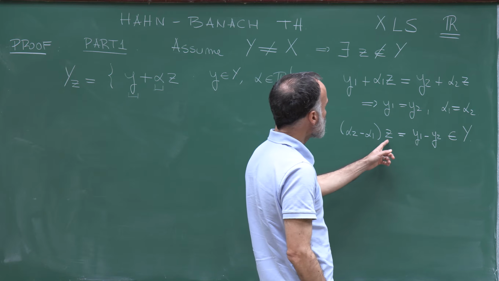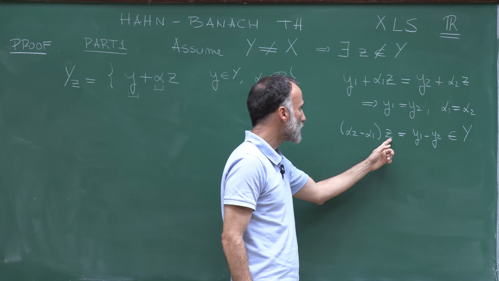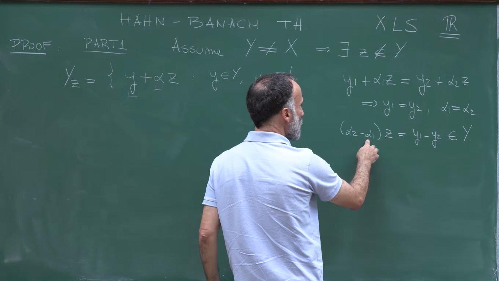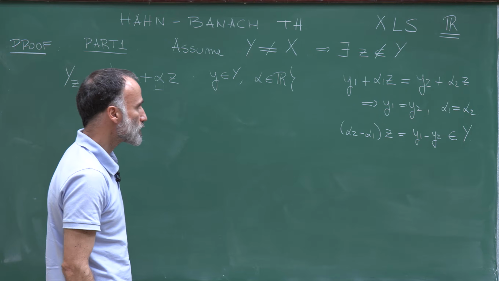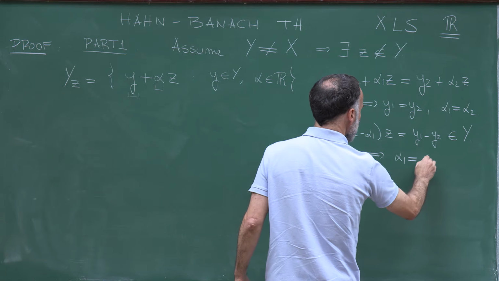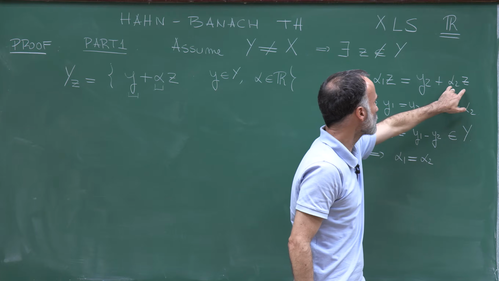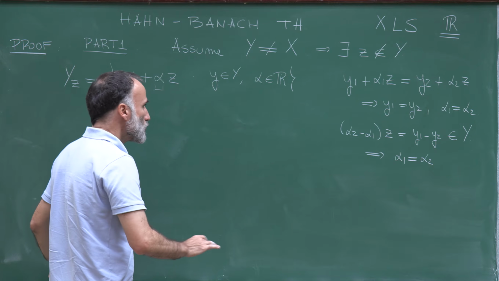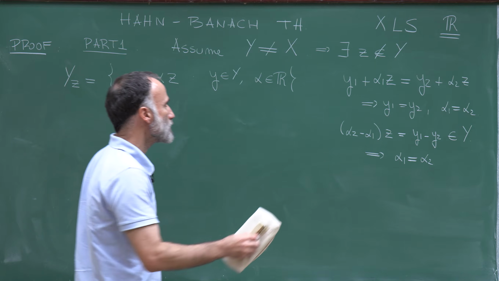And since z doesn't belong to Y, by assumption, the only way in which I can make this expression belong to Y is to make alpha 2 equal to alpha 1, so that this is 0, and 0 indeed belongs to Y, because Y is a linear subspace. So this implies that alpha 1 is equal to alpha 2, and if alpha 1 is equal to alpha 2, well, you can cancel these two expressions and get that also y1 is equal to y2. So this representation of elements in Y + Rz is unique.